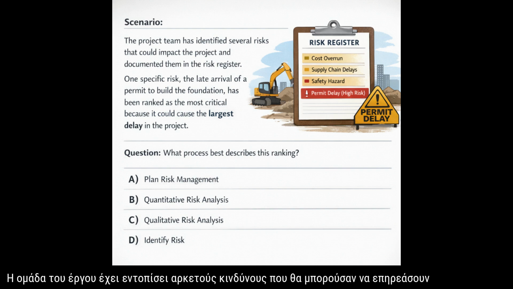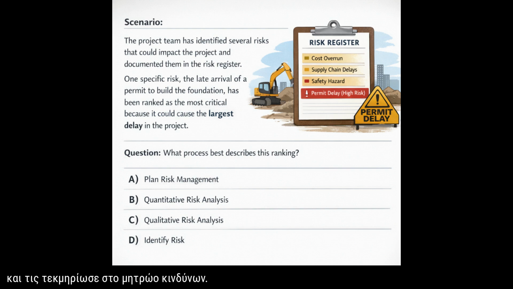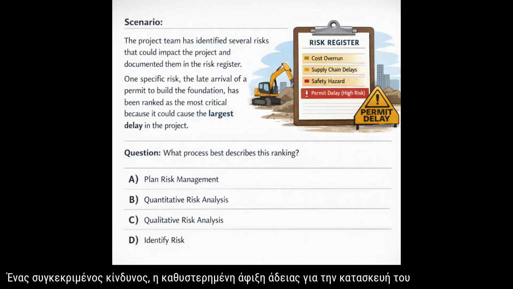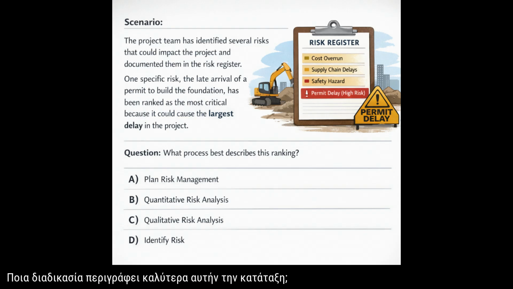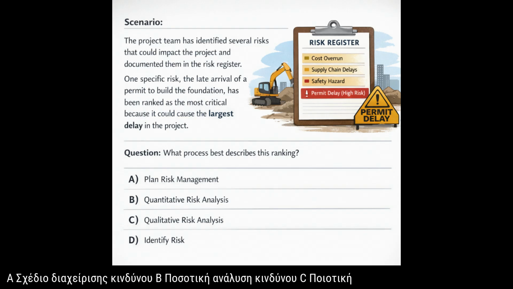The project team has identified several risks that could impact the project and documented them in the risk register. One specific risk, the late arrival of a permit to build the foundation, has been ranked as the most critical because it could cause the largest delay in the project. What process best describes this ranking? A. Plan risk management. B. Quantitative risk analysis. C. Qualitative risk analysis.